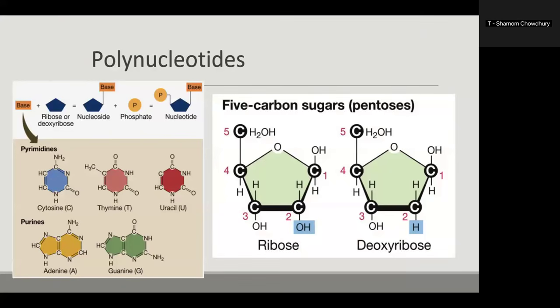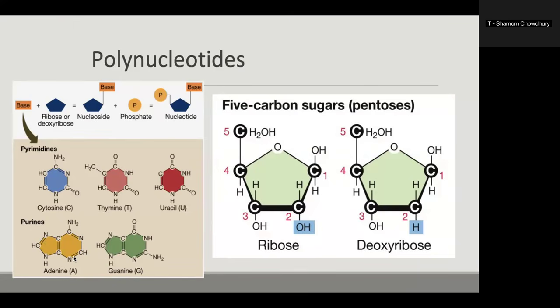So now we're going to talk about polynucleotides. So how are polynucleotides formed? Polynucleotides are formed from a base. A base can either be a pyrimidine or a purine. Your purine contains two rings, adenine and guanine.